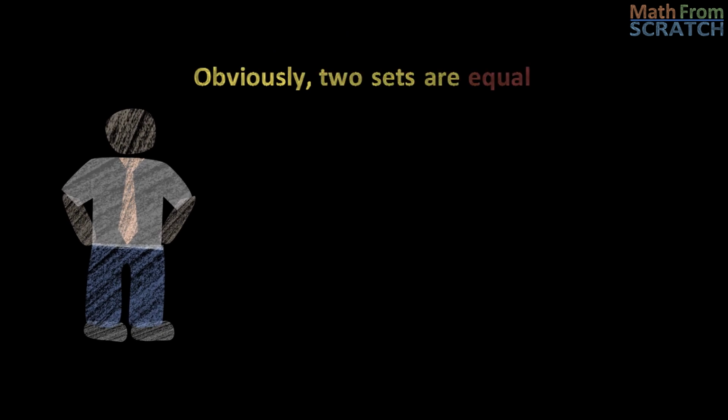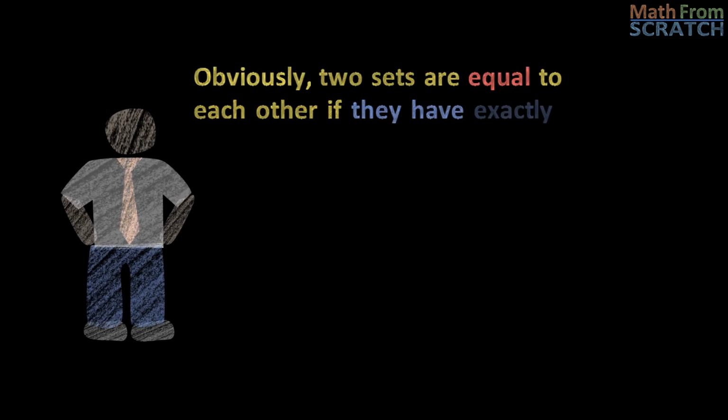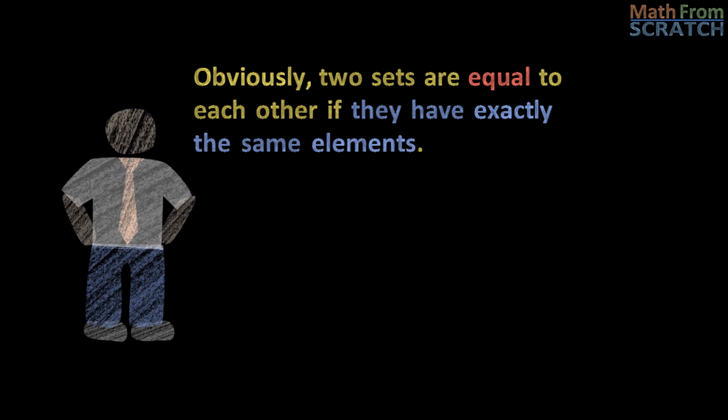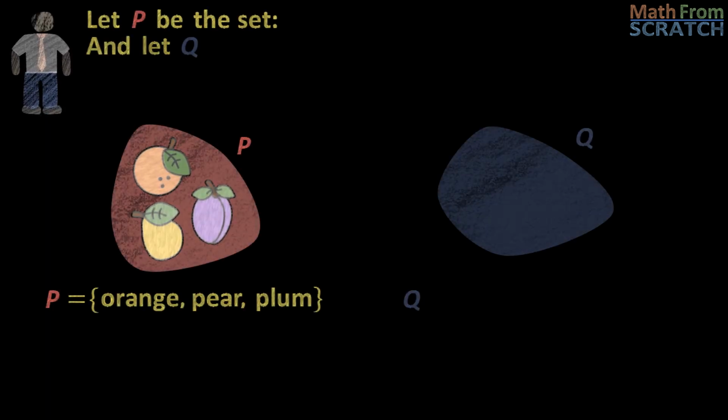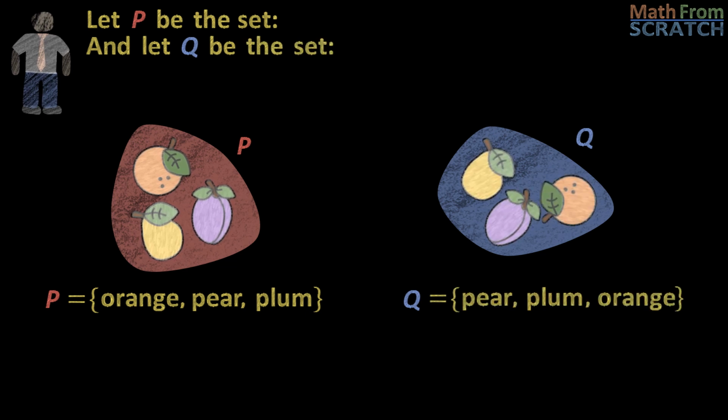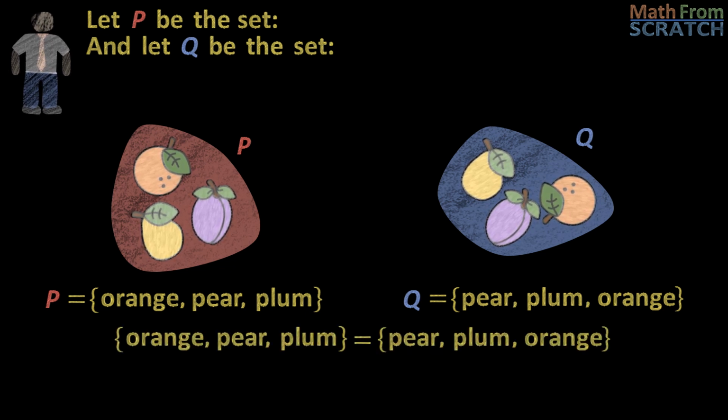Obviously two sets are equal to each other if they have exactly the same elements. Let P be the set orange, pear and plum, and let Q be the set pear, plum and orange. P and Q have exactly the same elements, so we can say that the set orange, pear and plum is equal to the set pear, plum and orange, or simply P equals Q.